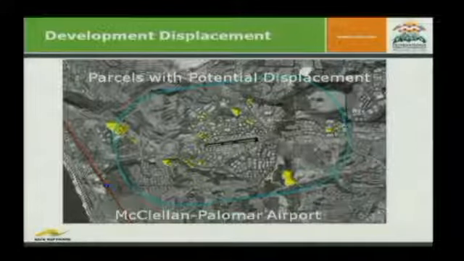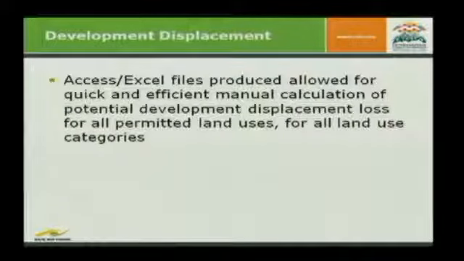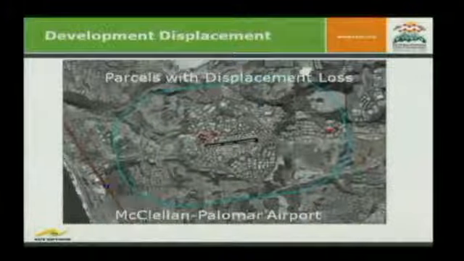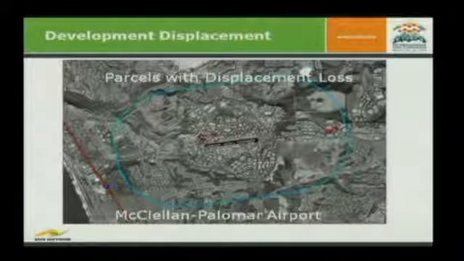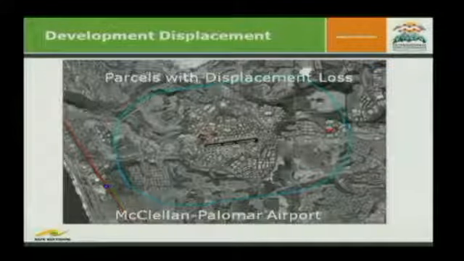These were our parcels that eventually showed that they had potential for displacement loss. And as Khaled had explained, we basically used Excel files to calculate the potential development displacement loss for all the permitted land uses for each one of these parcels. So that required calculation. For example, if we had parcels that allowed residential use, an agricultural use, a commercial industrial use, or a public use, we had to calculate for all of these different uses. And so these are the parcels that we ended up showing displacement loss. Not very many, fortunately.